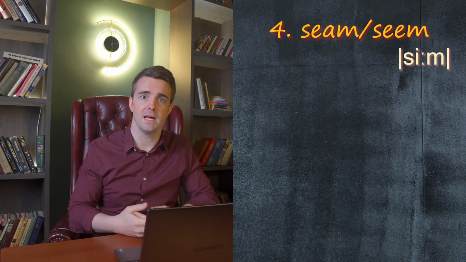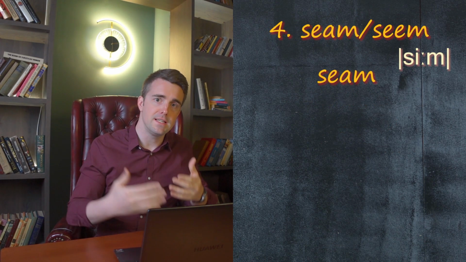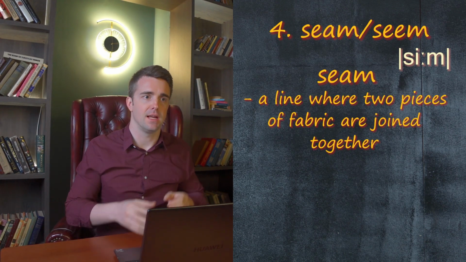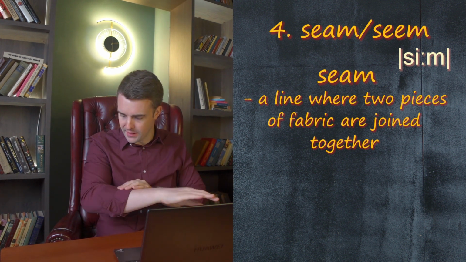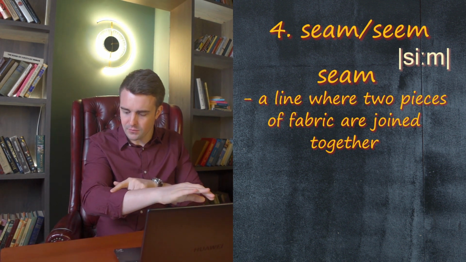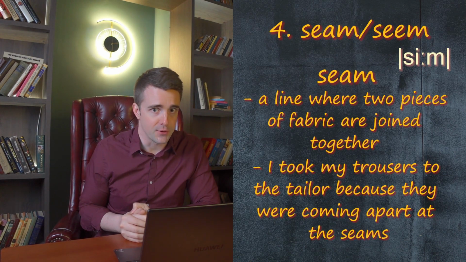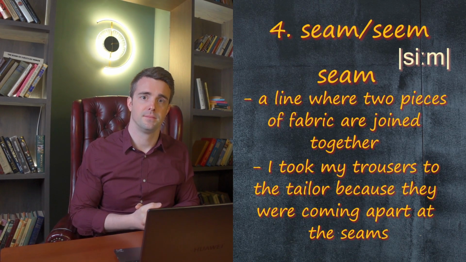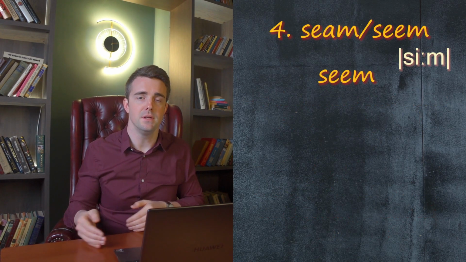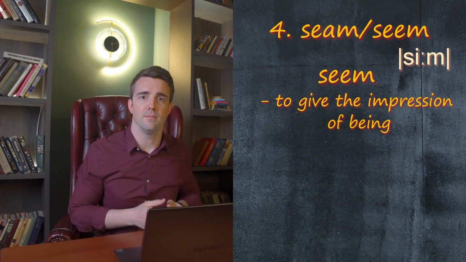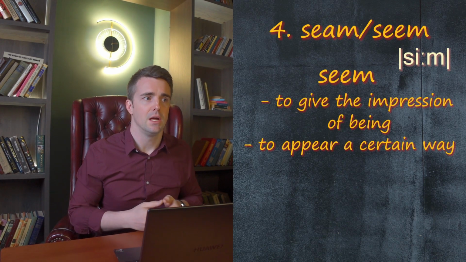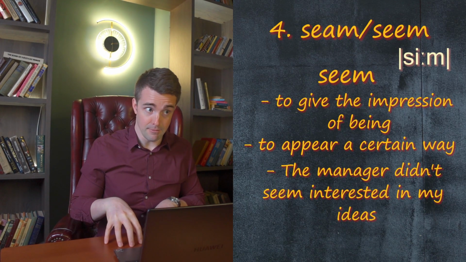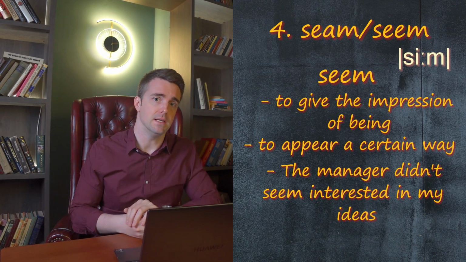Then we have seam and seem. So seam with an A, S-E-A-M, is a line where two pieces of fabric are joined together. So for example, I took my trousers to the tailor because they were coming apart at the seams. And seem, S-E-E-M, is to give the impression of being or to appear a certain way. So, for example, the manager didn't seem interested in my ideas.